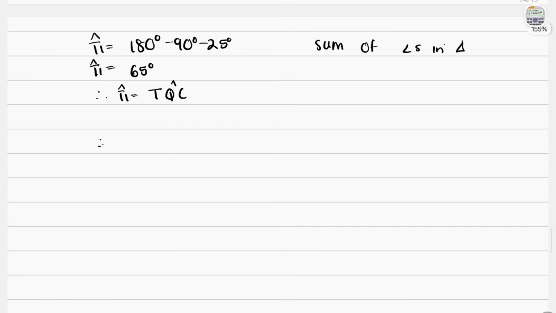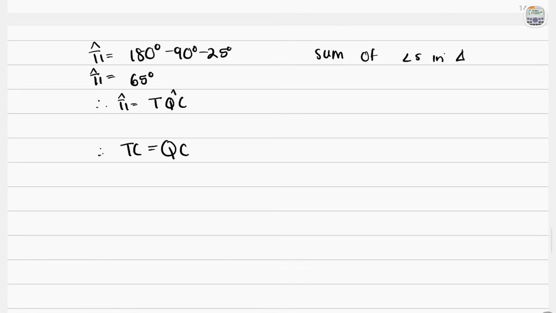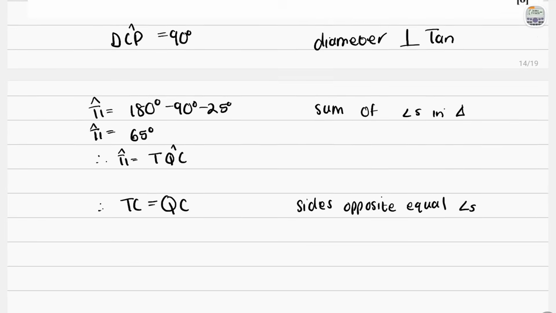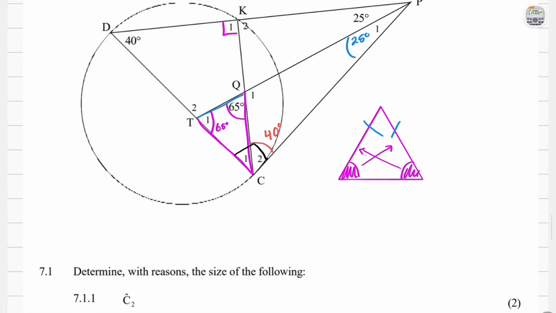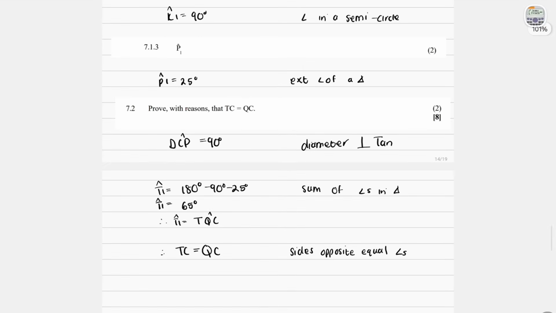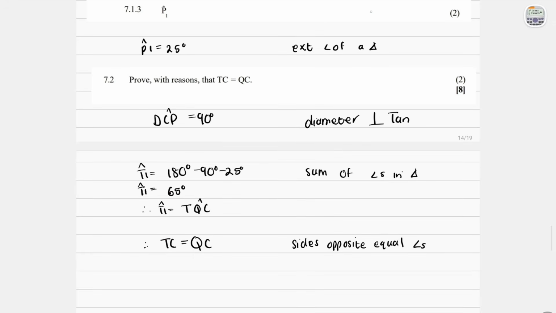And now finally, we can tell them that these two lines are equal. So TC is therefore equal to QC. The whole reason they are equal is because we have sides opposite equal angles that are equal. So not angles opposite equal sides, but sides that lie directly opposite equal angles. And that is our answer. And that is it for this question 7.2, and that is it for question 7.